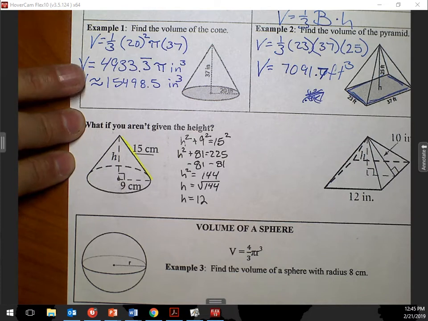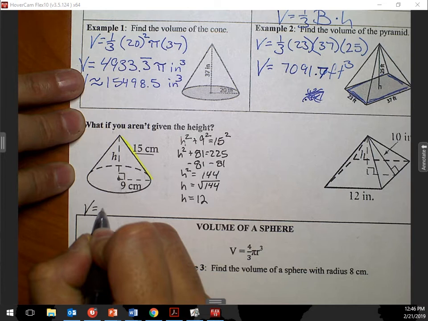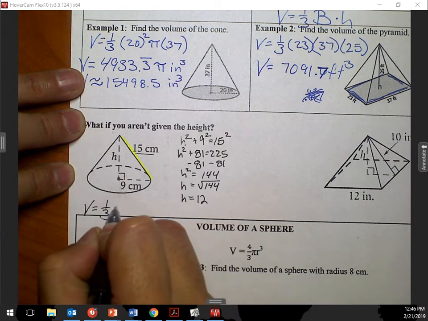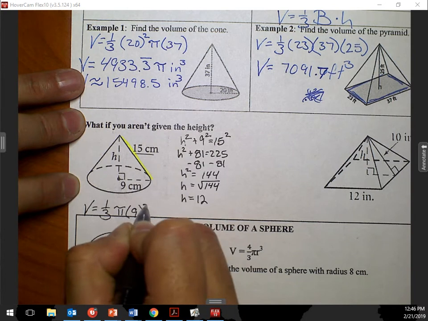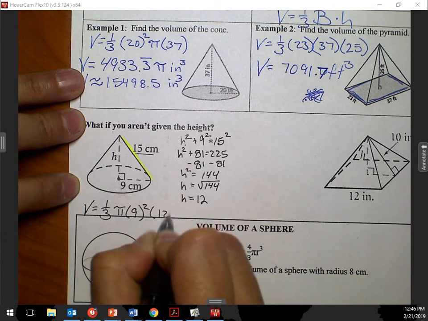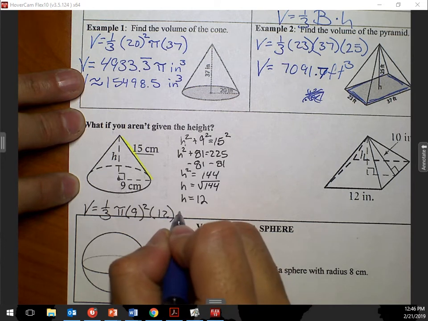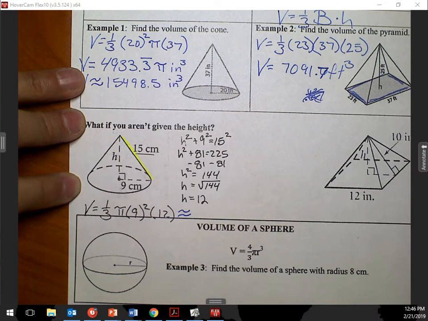So now that h is equal to 12, can I put it in my formula? Yeah. So it's going to be volume is equal to 1/3 pi 9 squared times 12. And give me the approximate answer first. Actually, just give me the approximate answer. That's all I need here. And then we put pi, right? Yeah, that's with pi. Approximate is with pi.